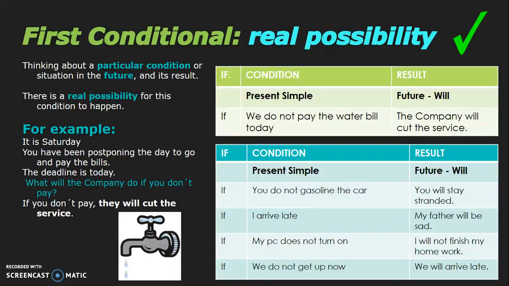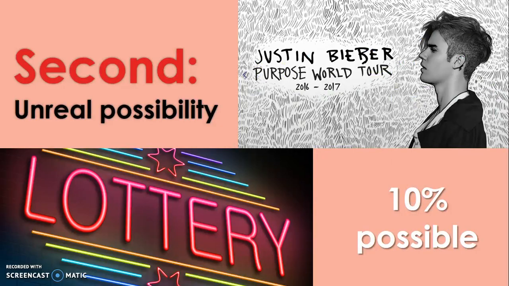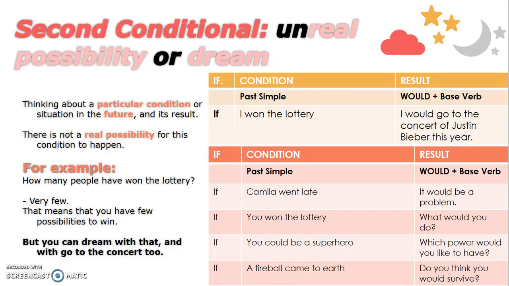We have the second conditional, which is like an unreal possibility. So it is 10% possible. This is the lowest one. Let's see the example. Remember our first phrase? If I won the lottery, I would go to the concert of Justin Bieber this year. Yes, it's an unreal possibility or a dream. Thinking about a particular condition or situation in the future and its result.